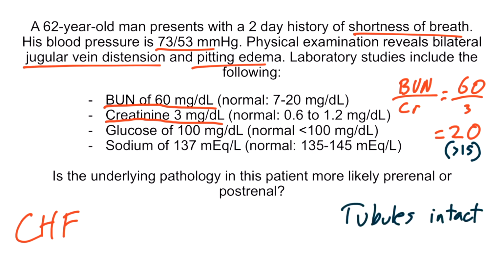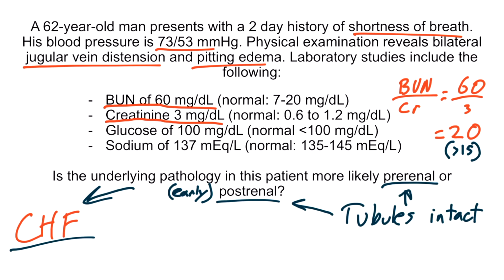So tubules are functioning. And when the tubules are functioning, we would expect prerenal azotemia and postrenal azotemia. So the BUN to creatinine ratio doesn't tell us whether or not it's a prerenal condition or an early postrenal condition. But the clinical symptoms tell us what's going on. The patient has CHF. And recall that the pathophysiology of prerenal azotemia is decreased blood flow to the kidneys, leading to decreased GFR, oliguria, and azotemia. And congestive heart failure can cause that decreased renal blood flow. So the correct answer is that this is more likely a prerenal condition.